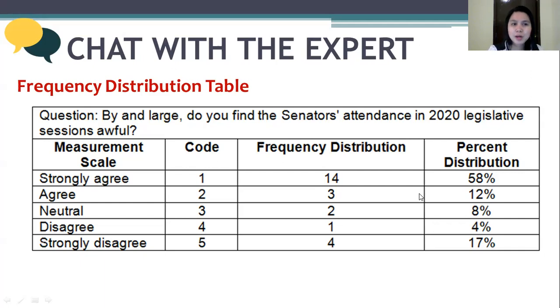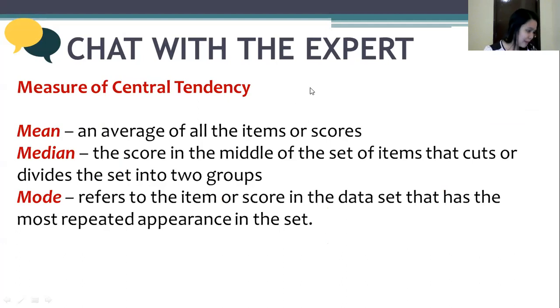Now, the next one is the measures of central tendency. What is found in the measures of central tendency? We have the mean. If you say mean, it's the average. How do you compute for the average? You add all numbers, then you divide by the number of entries. The median is the middle set of the data. The mode tells us what data keeps on repeating.